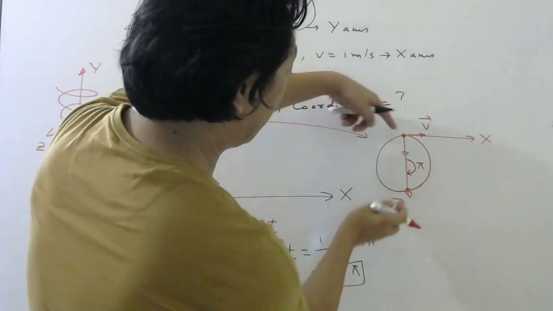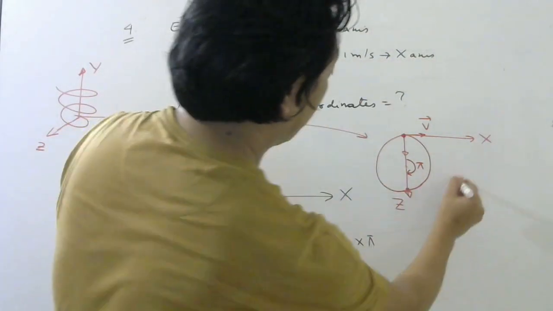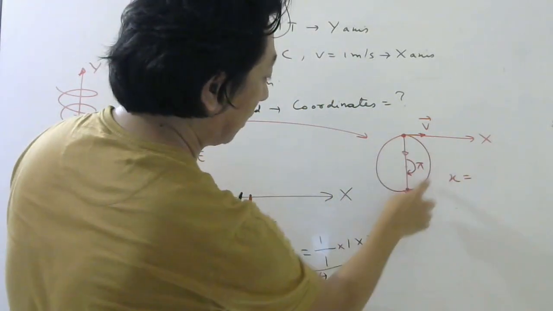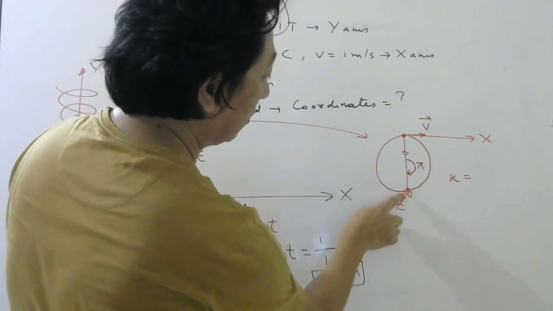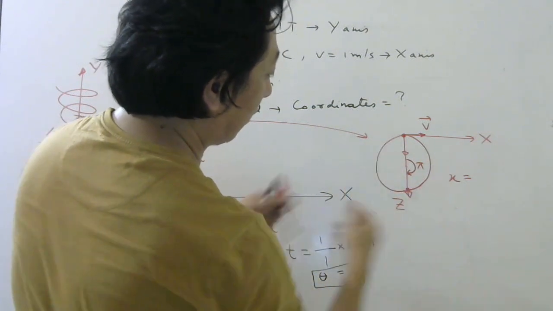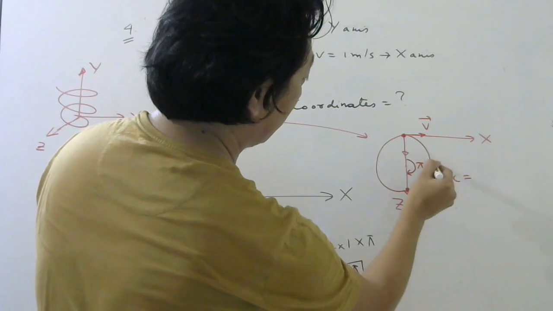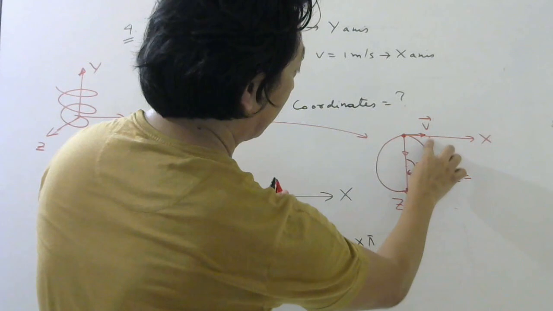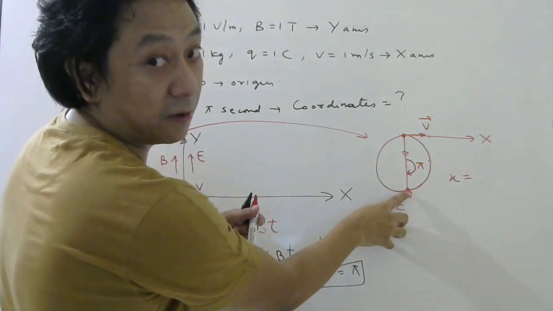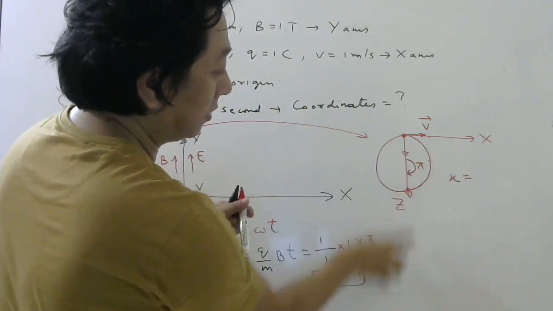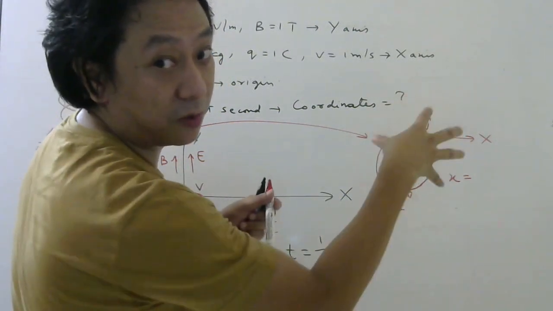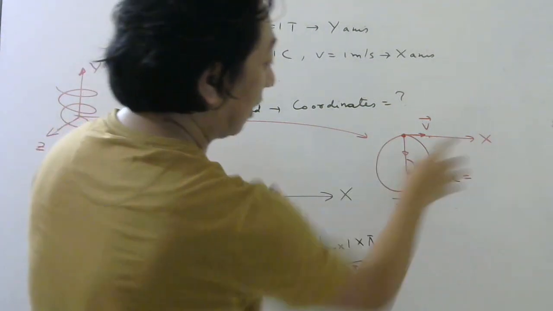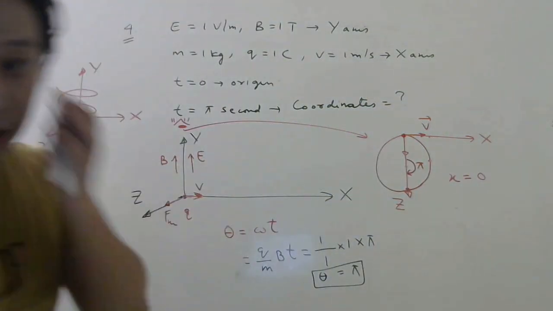So what will be its z coordinate? This will be z coordinate. First let us talk about x coordinate. What will be x coordinate? It has come back to this point, so there is no x coordinate. In order to have x coordinate, the particle should be somewhere here. If the particle was here, you would drop this perpendicular, and this would be x coordinate. But if the particle comes back here, then it will be on this z axis. When you see from top, you will see it on z axis. Therefore, it will not have x coordinate. So x coordinate is 0.